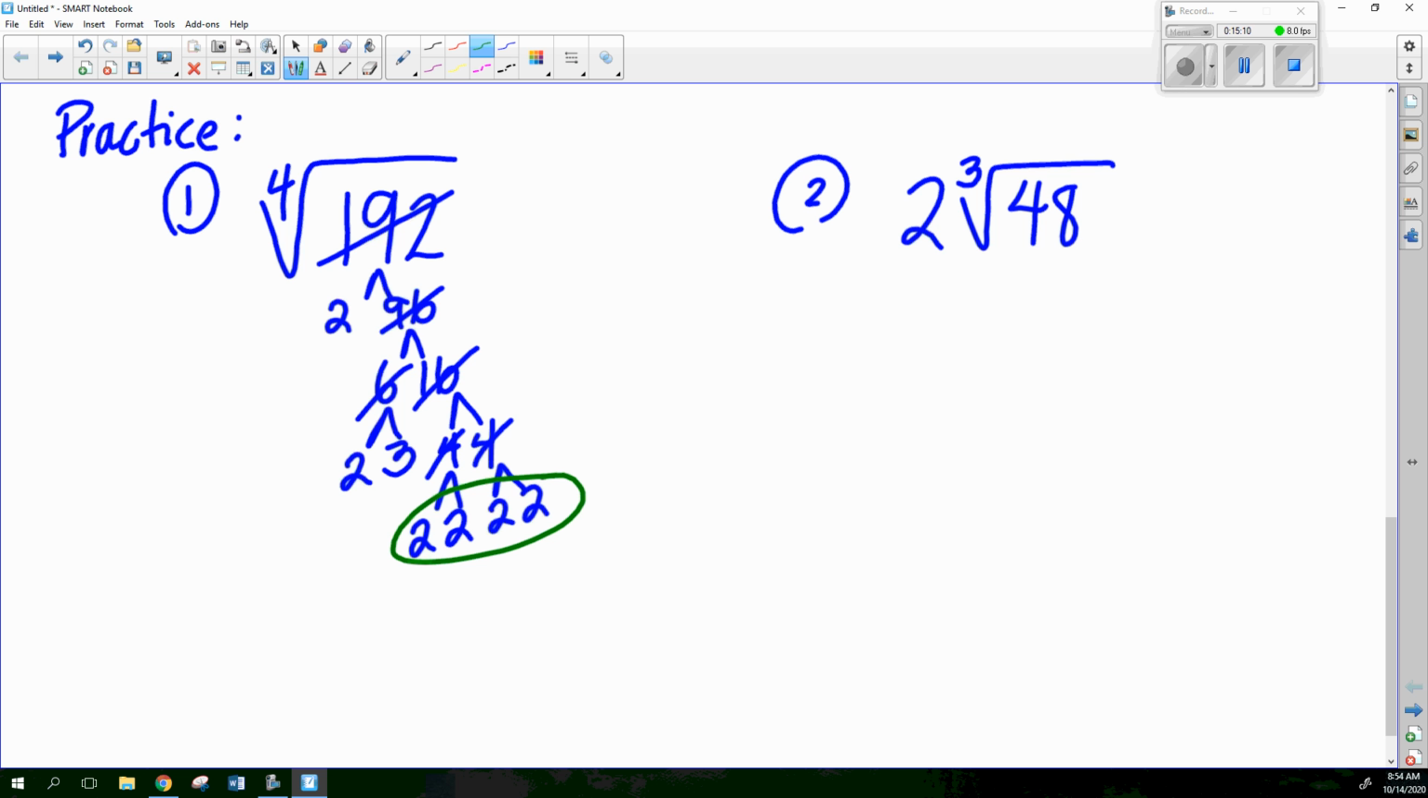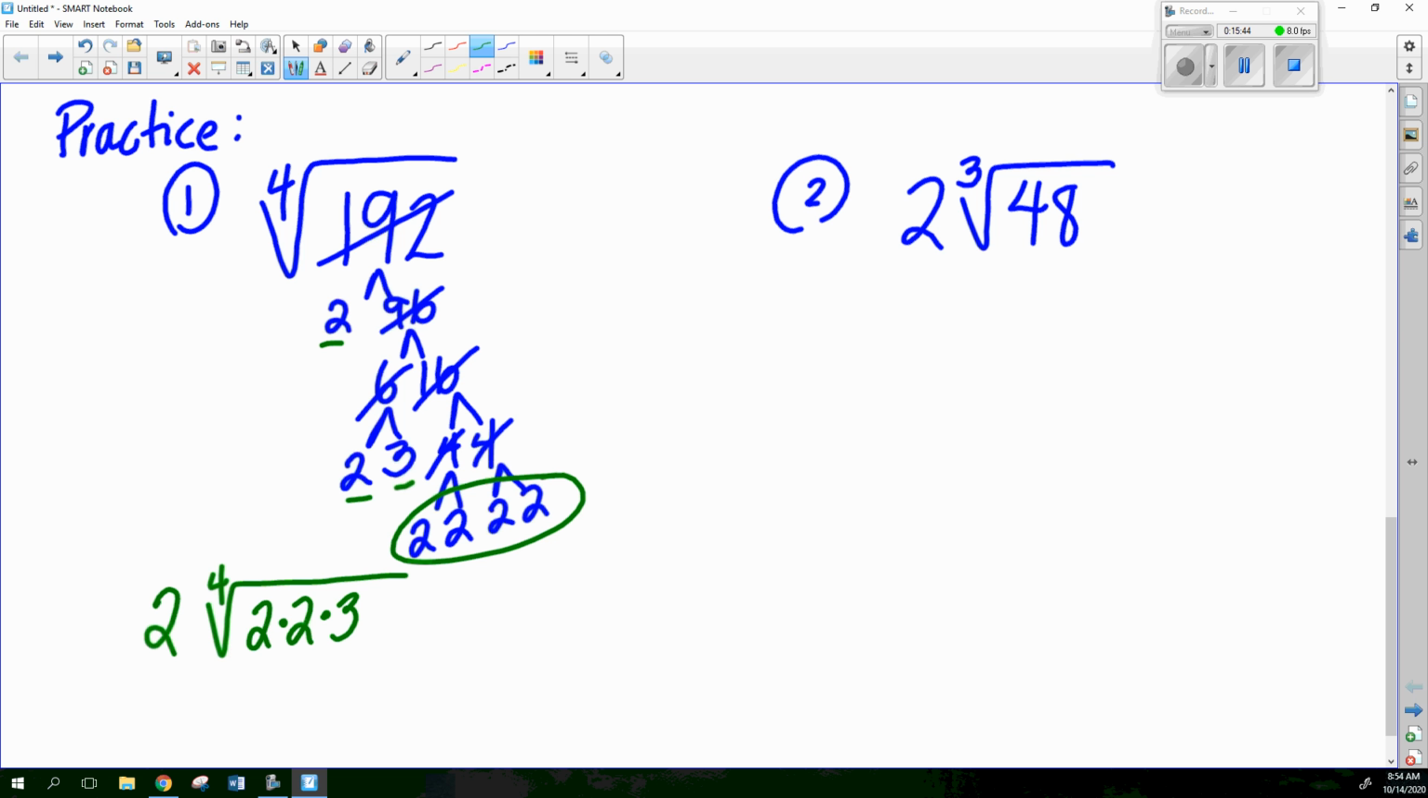Once I circle them, I can't use them again. Do I have 4 of anything else? Okay, so anything I circle, I take one of it and write it down outside of the radical. If I have things that I didn't circle, they go back under the radical. It still has to have the same index, has to be a 4. And so, but I have to write them down.